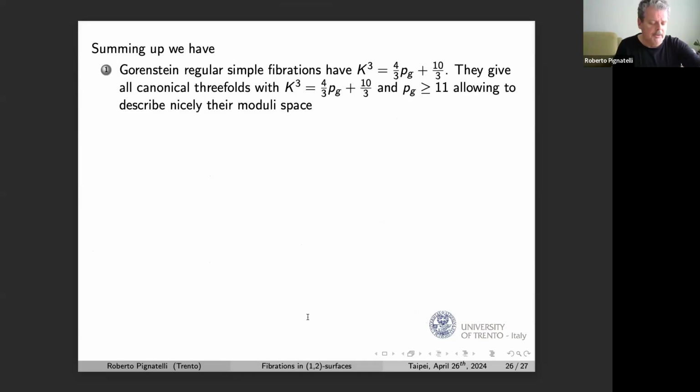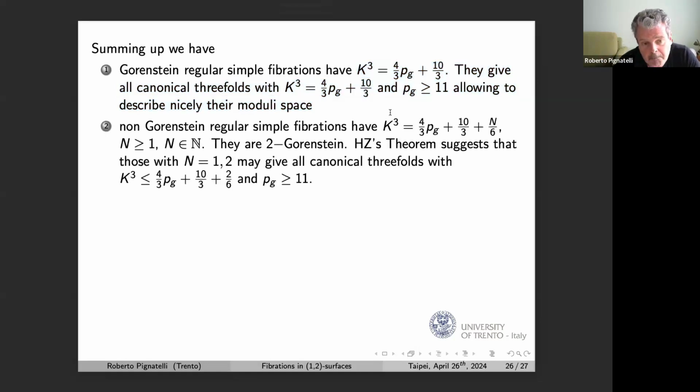And so, summing up and concluding, we have Gorenstein regular simple fibrations when they have volume 4/3 PG minus 10/3. And for PG at least bigger than 11, they give all canonical threefolds with these invariants and allow us to completely understand, with this little gap, sorry, up to now, the moduli space. The non-Gorenstein regular simple fibrations may do something similar for bigger volume. So for volume 4/3 PG minus 10/3 plus n/6 with n bigger than or equal to 1, we get the non-Gorenstein regular simple fibrations that are 2-Gorenstein, not Gorenstein. And we are working on this, understanding if we can extend these results, at least to the case n equal 1 to start with.